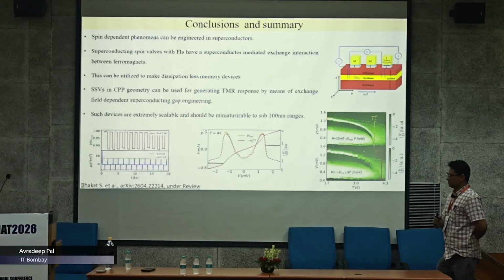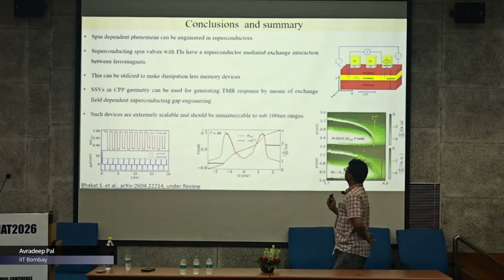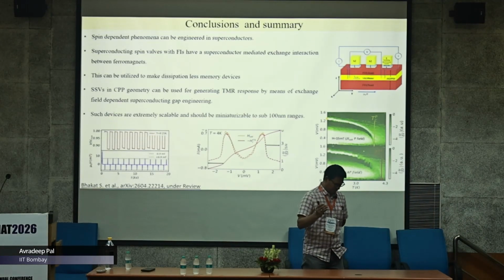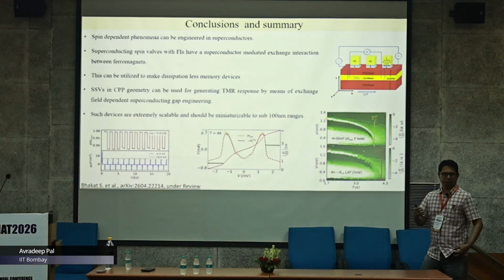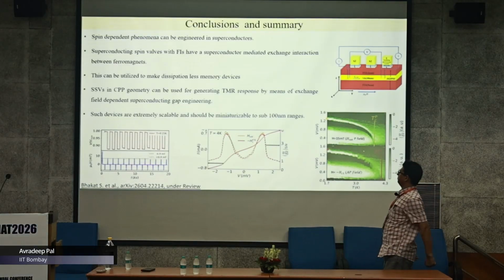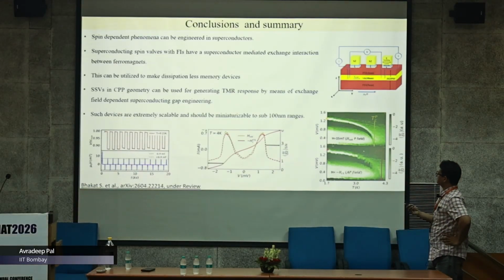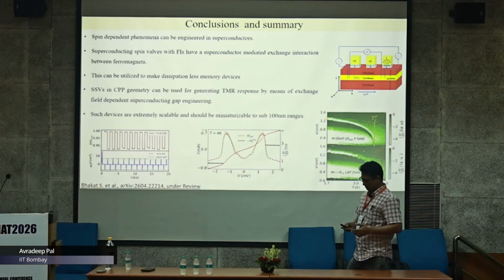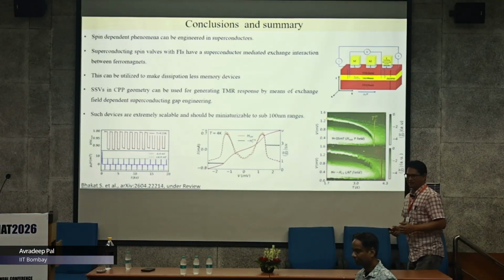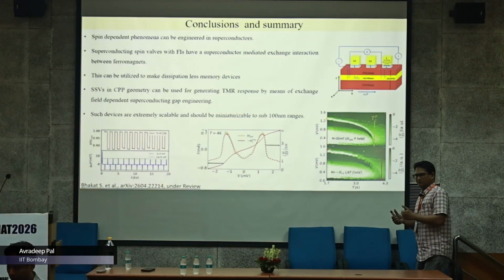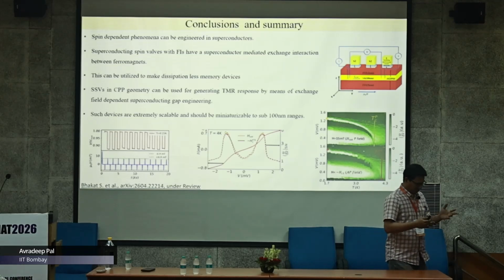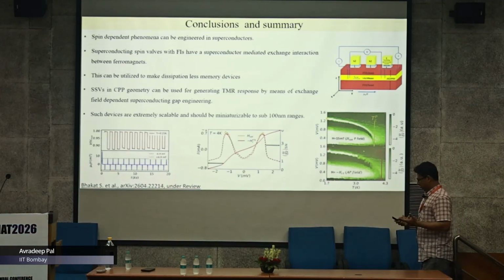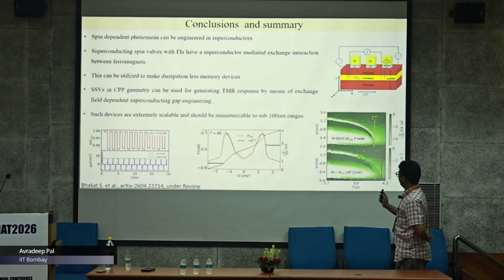Okay, so that brings me to my conclusions. Spin-dependent phenomena can be engineered in superconductors. Superconducting spin valves are in some way similar to metallic spin valves. They can be used to make dissipation-less memory devices, and TMR response can be generated. There should be no reason why this device is not scalable, probably down to the 100 nanometers level. So this should be an industry adaptable device.